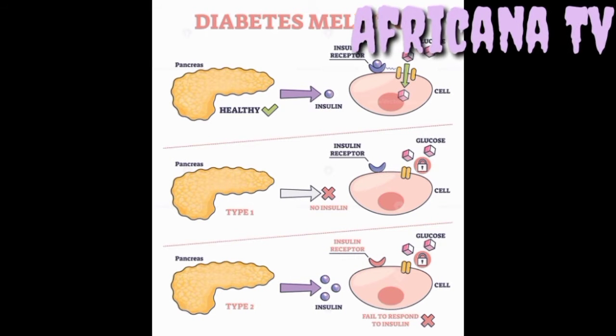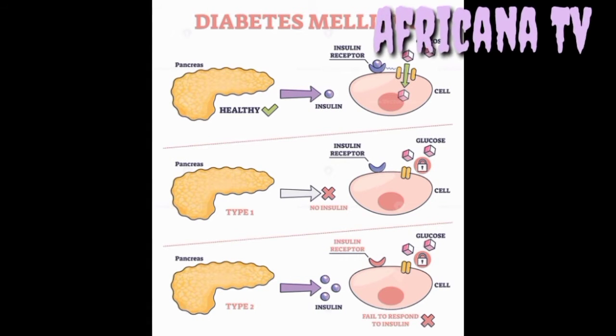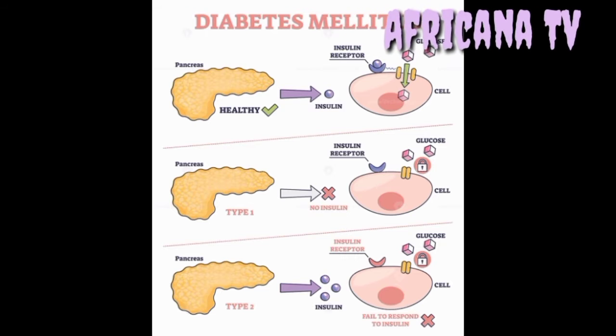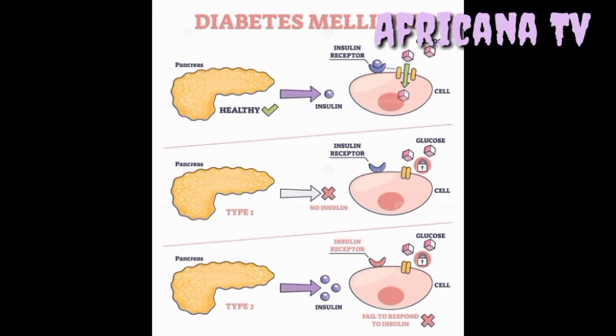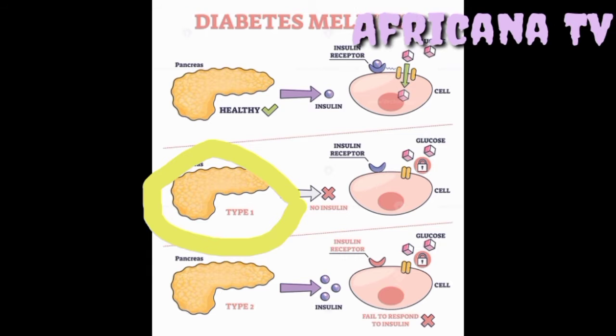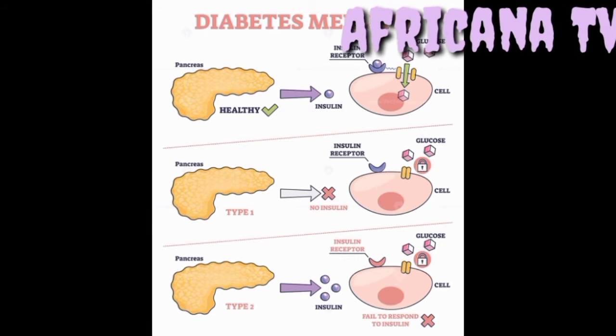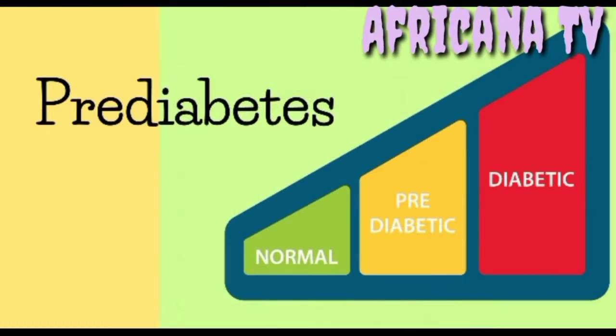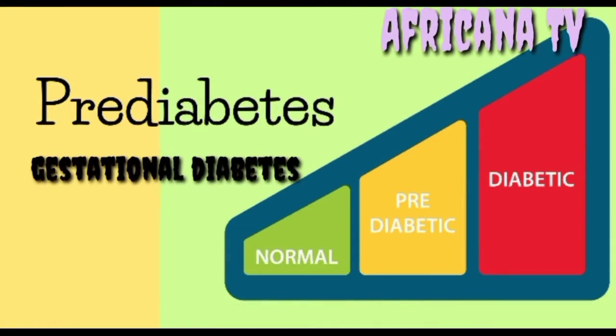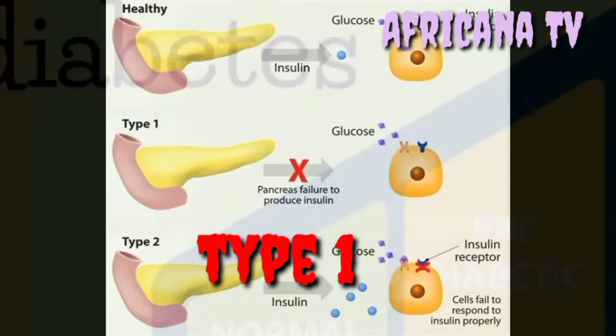Now let's look at the types of diabetes. We have two main types of diabetes, which are type 1 diabetes and type 2 diabetes. We also have pre-diabetes and gestational diabetes.